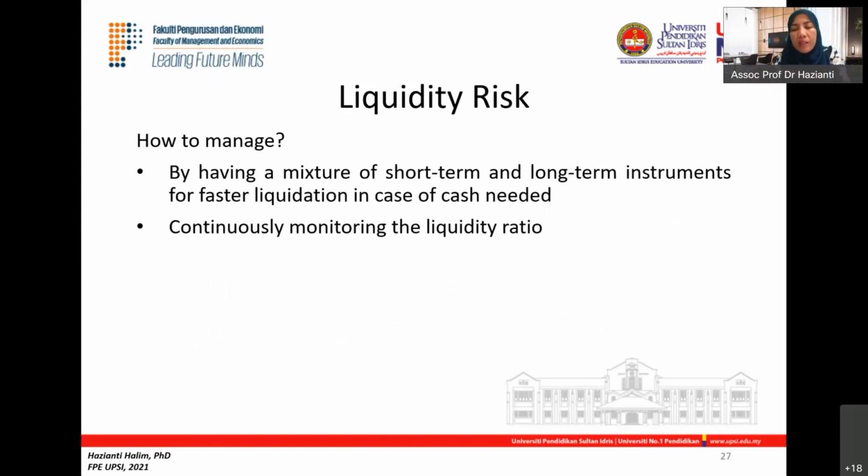So how to manage? These are strategies for banks and also corporations. They have to have a mixture of long-term and short-term instruments. Because if it is short-term, less than 1 year, you have to sell quickly. Okay, it is good to have short-term. At the same time, they have to have long-term instruments too. If everything is long-term, all one year, all nine months for example, until the nine months are up, you don't have the funds because everything is long-term. So they better have a mixture of short-term and long-term, and also monitor their liquidity ratio, current asset divided by current liability. So we need to monitor the liquidity ratio.